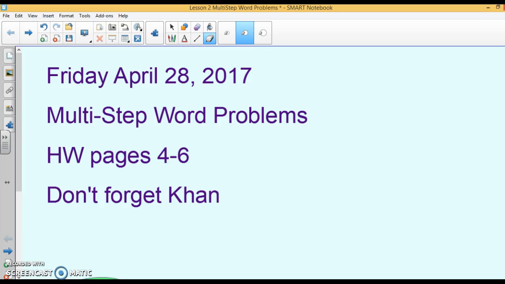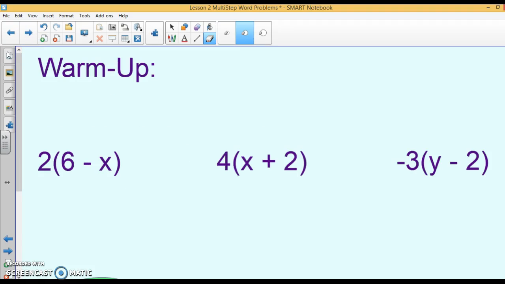So this is going to be lesson 2 in our solving equations unit. It's going to be on multi-step word problems, and the homework for this lesson is going to be pages 4 to 6. The warm-up for this lesson is going to be 3 distribution problems that I have here on the board. So if you want to pause it and solve these real quick, like I said, you're just going to distribute like we did in our first lesson.